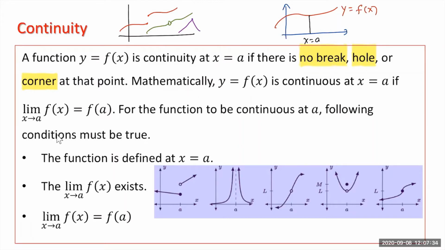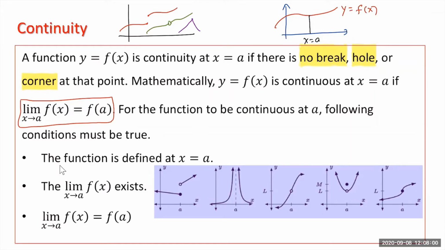Mathematically, we say that the function is continuous if the limit of the function is equal to the value of the function. That is very important for you to note. You can circle this one in your note catcher. If the limit of the function is equal to the value of the function, then the function is continuous. So if you are checking whether the function is continuous or not, we check these three conditions.